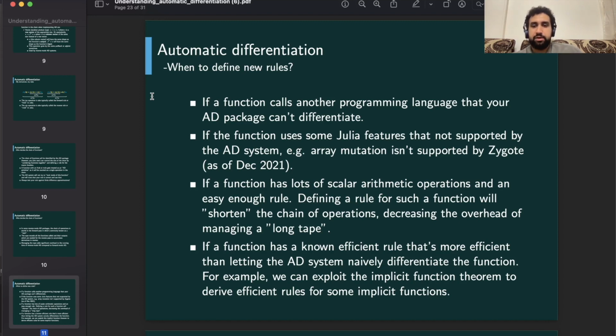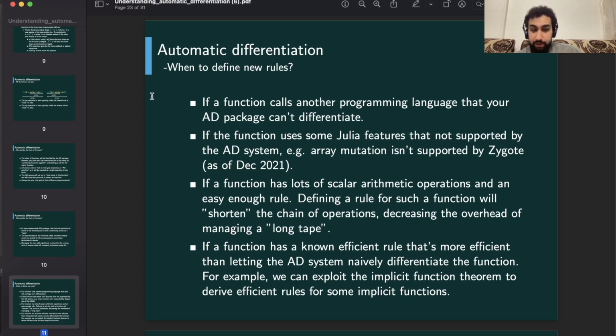So in this case, defining a rule is actually useful for performance, although it's not necessary, because it can still work without the rule. It will still try to build a tape. It will be terribly slow in some cases, but it's going to work. But in this case, for performance, defining a rule might actually make sense in order to shorten this chain of operations and decrease the overhead of managing a long tape, right? And that's another very common scenario or very common optimization where you can use these rules in order to optimize your differentiable code.